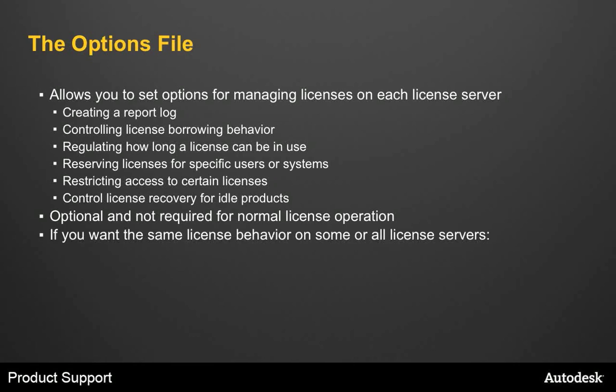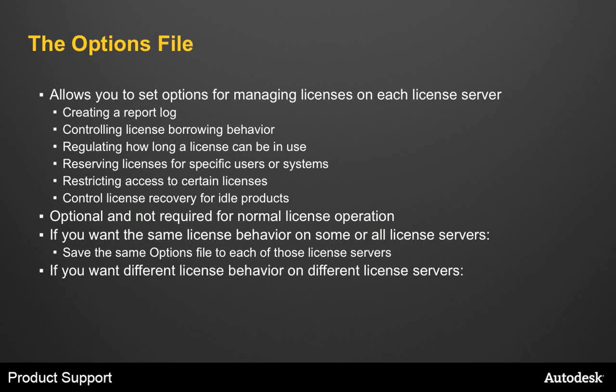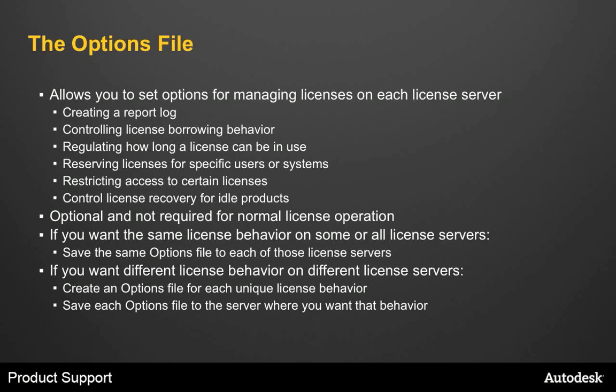If you decide to use an options file and you want the same license behavior on some or all of your license servers, then you need to save the same options file to each of those license servers. If you want different behavior on different license servers, then you have to create a unique options file for each license behavior you want, and then save that options file to whatever server where you want that behavior.